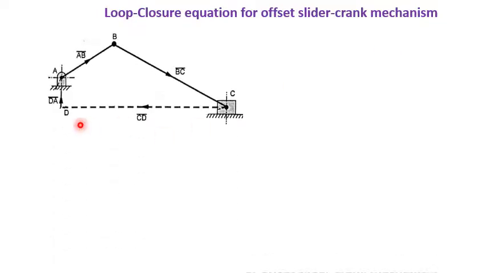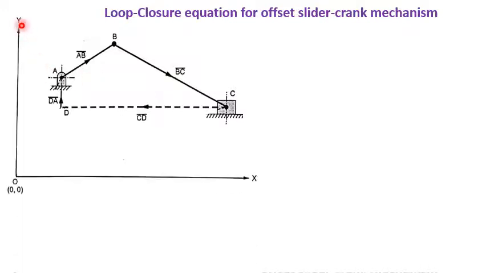In the next case, let us consider the offset condition of slider crank mechanism, in which the line of stroke does not coincide with the fixed point A. There is an offset between A and the line of stroke. This is the line of stroke. DC represents the line of stroke or line of motion. So there is a small offset or distance between the line of stroke and the fixed point. It is in space, therefore we have to confine within the axis, real and imaginary axis.